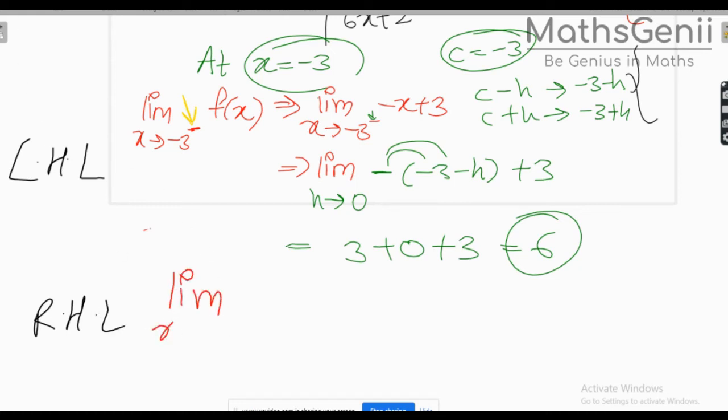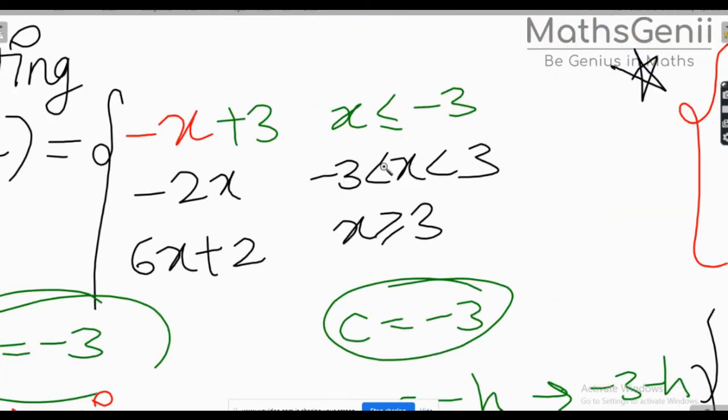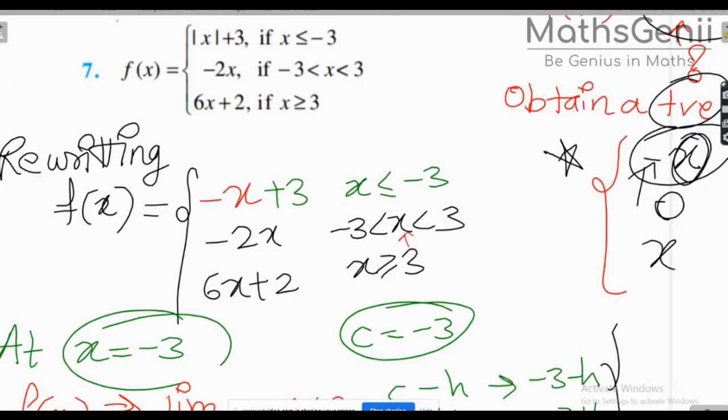Limit x tends to minus 3 plus. So any value greater than minus 3. Go to the question and find out any value greater than minus 3. So we are going to consider the function as minus 2x. Minus 2x is greater than minus 3. Correct? It is greater than minus 3. So your function is minus 2x.